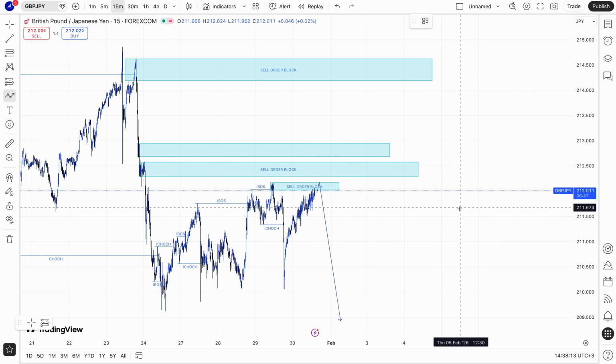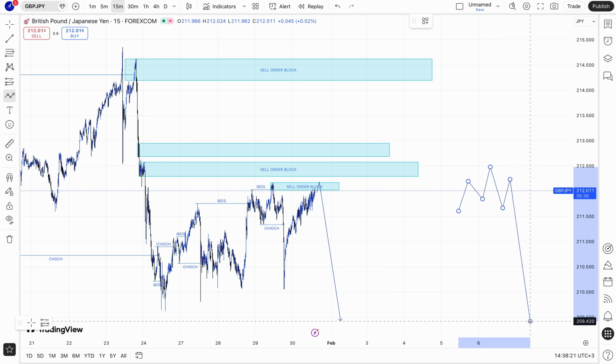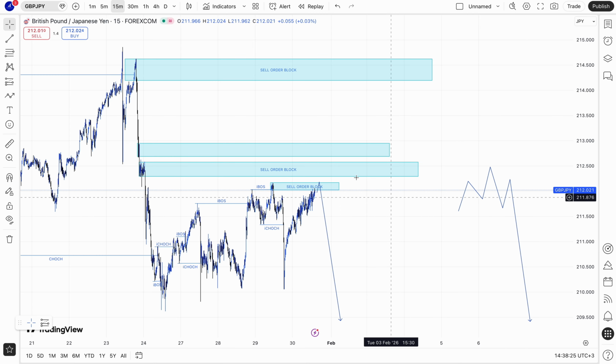The most important thing is to wait for any tap, then you wait for market structure shift on 1 minute, liquidity sweep on 1 minute, then market structure shift, then we continue. This is our confirmation pattern on 1 minute time frame.